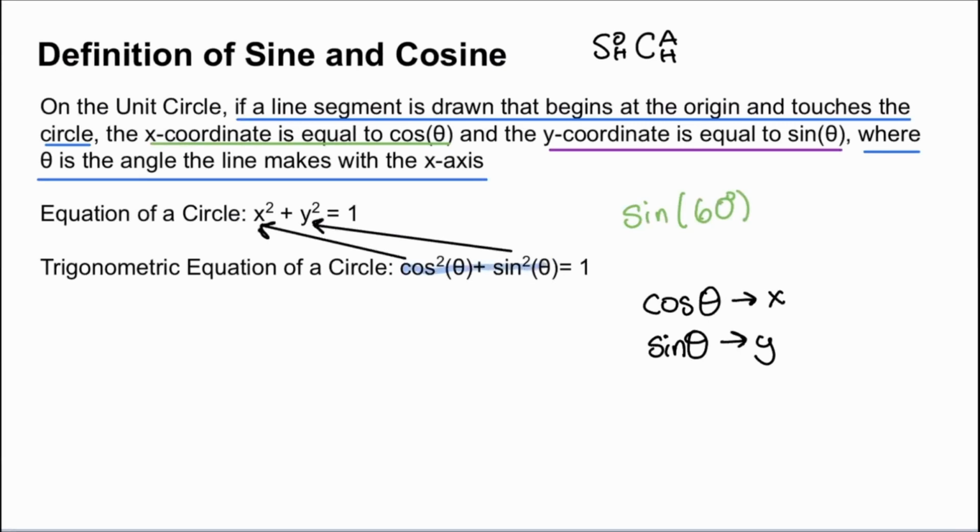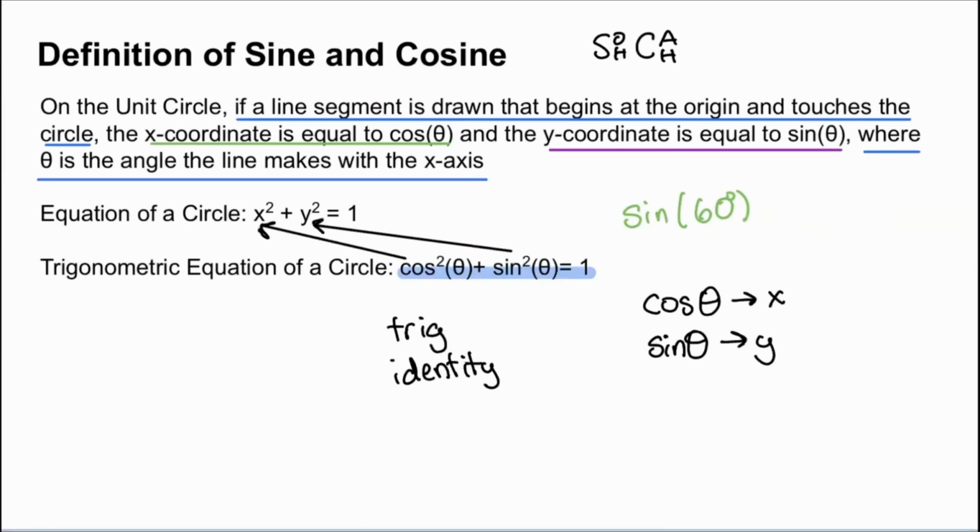Cosine, oh, let me make that a bit bigger. That's where we get cosine squared of theta plus sine squared theta is equal to 1. This is what's known as a trig identity. This is one of the most basic trig identities that we can derive from the unit circle. And there are entire math classes dedicated to trig identities.